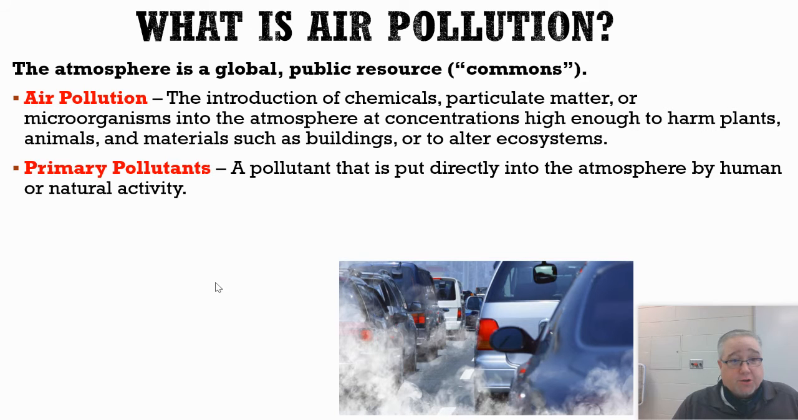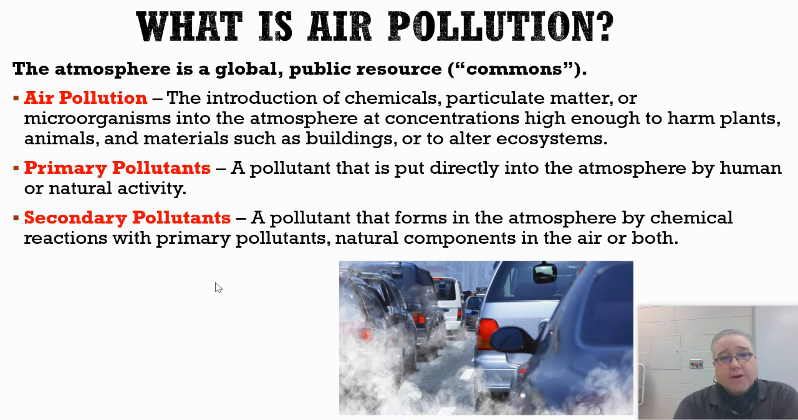Now, there are two general categories of air pollutants. We call them either primary or secondary. Primary are things that we put directly into the air. For example, carbon dioxide. Carbon dioxide is something that we put directly into the air by burning fossil fuels, so that would be a primary pollutant.